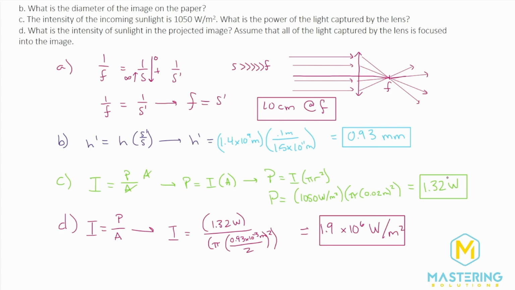The power at the lens is 1.32 watts. And then for part A, this is where you place the paper to get a clear image. And then this is the diameter of the image.